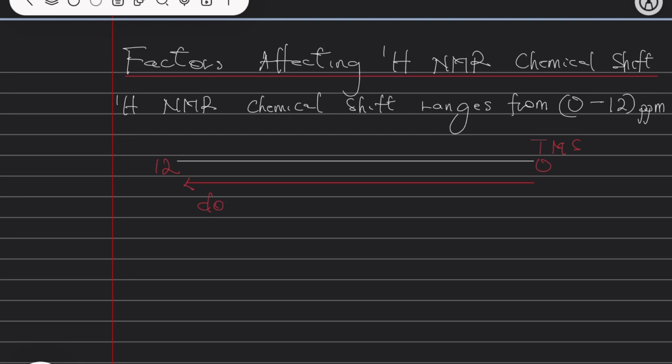An important thing we have to note here is that shift from 0 towards 12 is known as downfield shift or the deshielded effect, while shift from 12 towards 0 is called the upfield shift or the shielded effect.